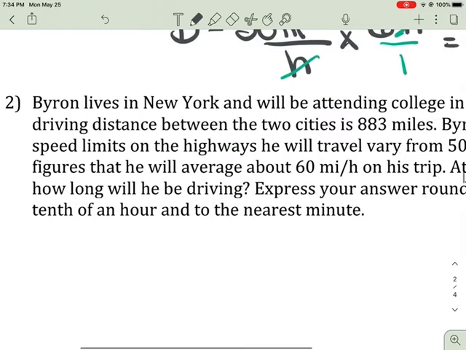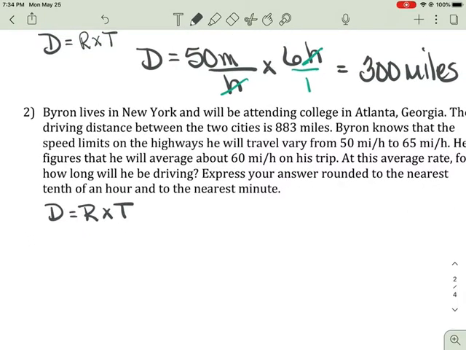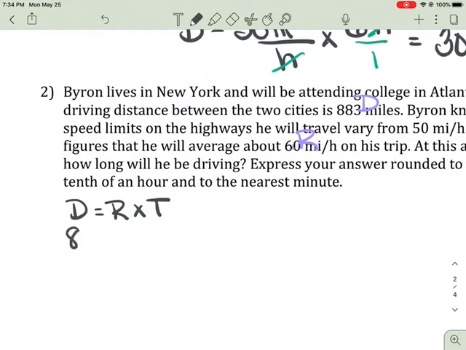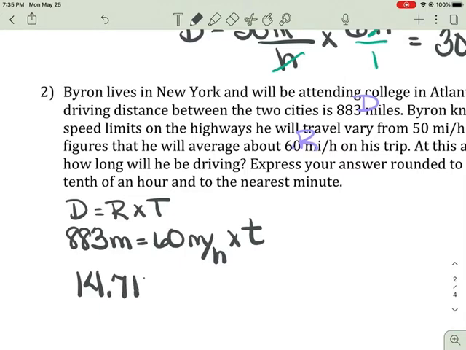All right, so we're still going to use distance equals rate times time. But in this case, we're looking for time. So I'm going to put the distance in. So here's our distance, and here is our rate. Our distance is 883 miles. Our rate is 60 miles per hour. And we're interested in time. So we're going to divide 883 by 60, and we're going to get a decimal. We're going to get a repeating 6, and that's going to be in hours. So that is tenths of an hour. That's our first answer.